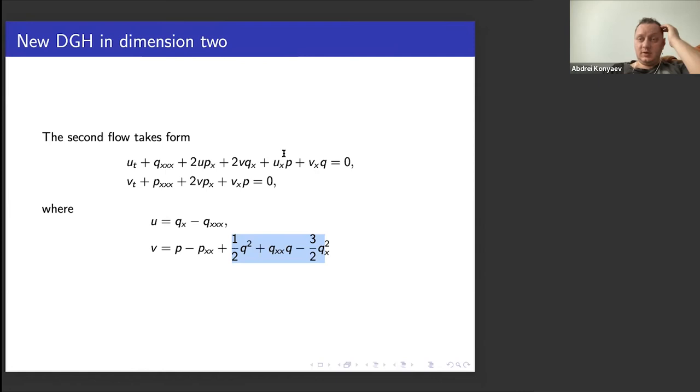you can take the inverse hierarchy and construct the conservation laws, et cetera, et cetera. And you can substitute here if you want, but it will look scarier, see? So this is the second equation, the new equation we obtained.